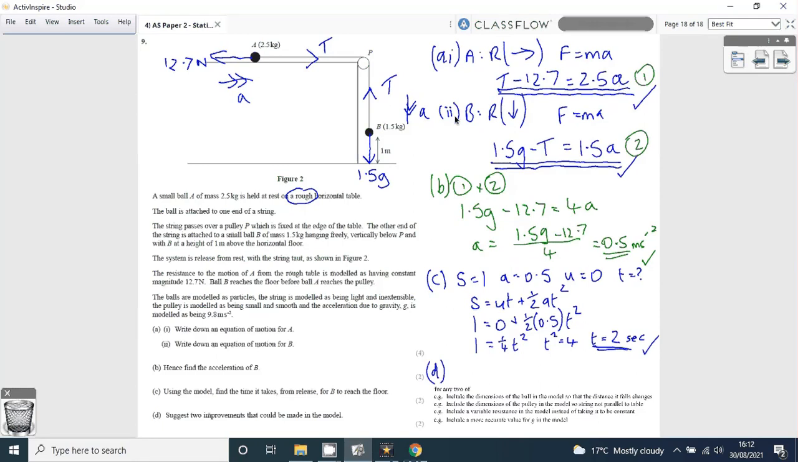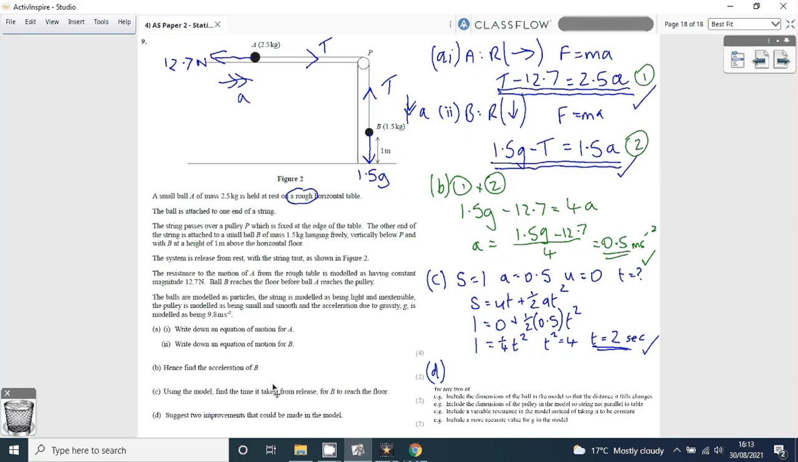Now for A part 2, we're resolving for B in the direction of motion, which is downwards. Now because we're going downwards, the 1.5 G weight must be greater than the tension, otherwise we'll be going upwards. So this is 1.5 G minus T, that's our net force, equals our mass of 1.5 times the acceleration. Now for part B, to find the acceleration, just add together equations 1 and 2 up here. Okay, so adding these together, we get 1.5 G minus 12.7 equals 4A. Make A the subject, and we get 0.5 meters per second squared.